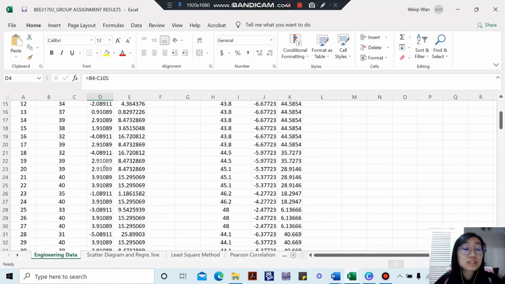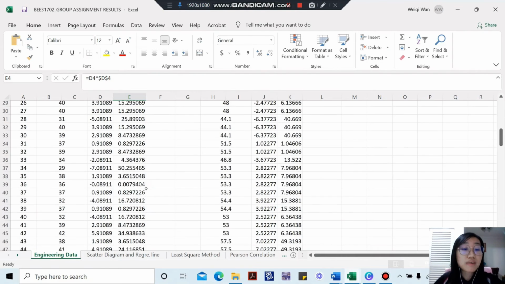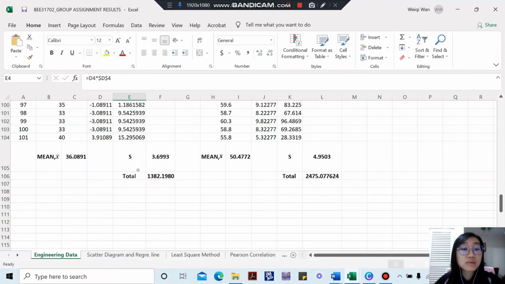And next, the square of the deviation is this, which is D4, 1.9109, times D4, 1.9109, and we'll get 3.6515 for the square of the deviation, and we'll calculate it for all of them. And next, we can calculate the standard deviation, which is the square root of the sum of E4 until E104. E4 is the first data of the square of the deviation, and E104 is the square of the deviation for the last data, which is the 101st, as this one.